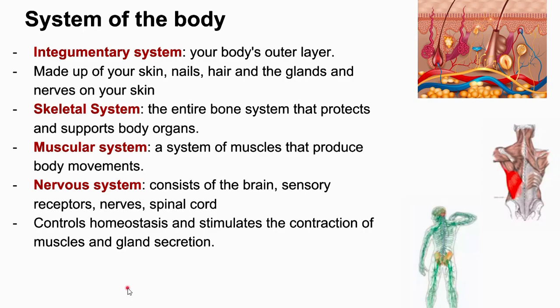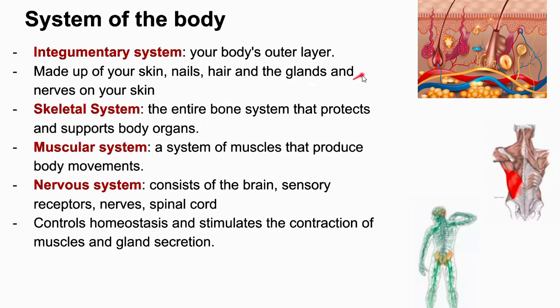Systems of the body include, number one, the integumentary system, which just talks about the outer covering of the body, which is the skin. It involves the hair, the nails, the glands, the sweat glands of course, and nerves of the skin. So these things all together form the integumentary system. The skeletal system is another system of the body which involves the entire bone system that protects and supports the body, and of course involves locomotion.